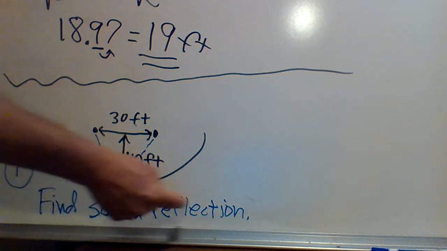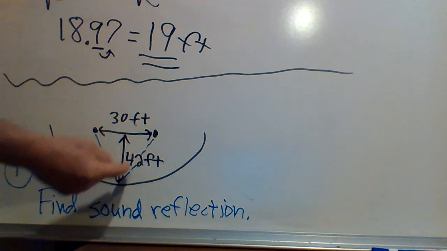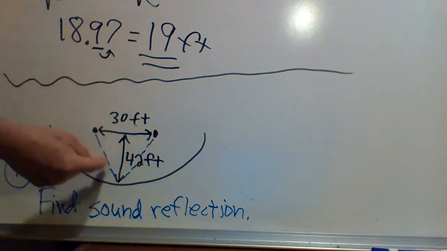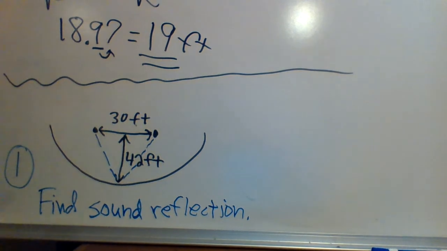We want to find the sound reflection. So the blue line bouncing off the ellipse back to the other focus point. How long is the distance of the reflection there? How long did that sound reflect off of that ellipse? So again, that's 30 feet, that's 42 feet. Just solve that, put that into the journal and you'll have it.